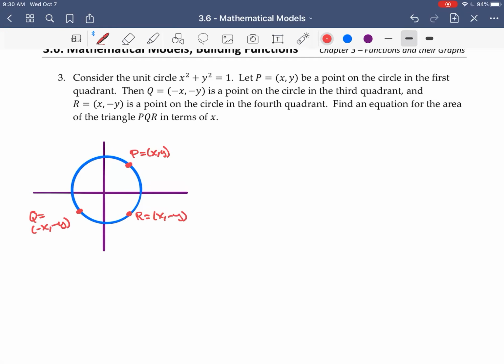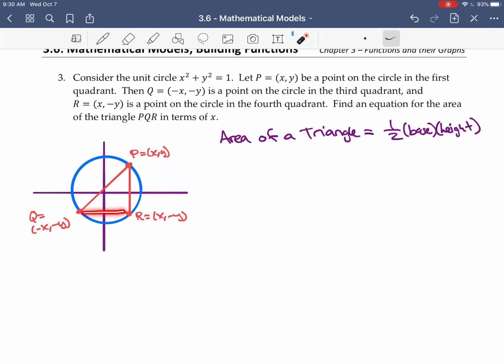Okay, now these 3 points together form a triangle. So we get this triangle. That's our triangle, the PQR. And we want the equation for the area of this in terms of only x. Okay, so to find the area for a triangle, we know that it's 1/2 times the base times the height. So that means that we need to know this length and also this length.